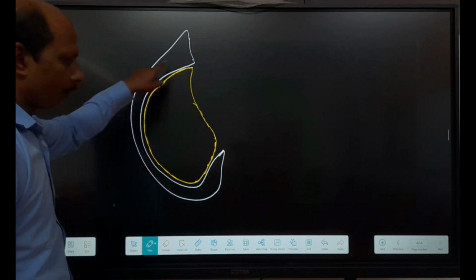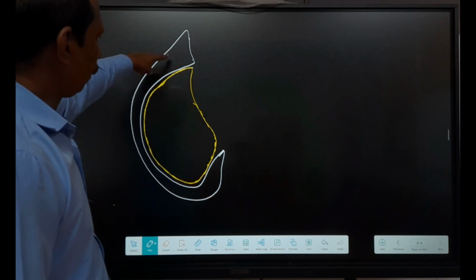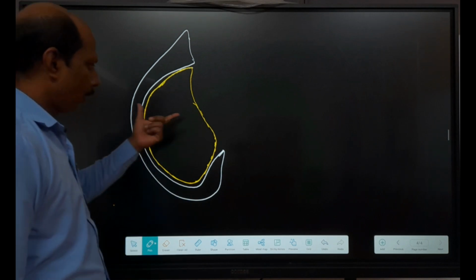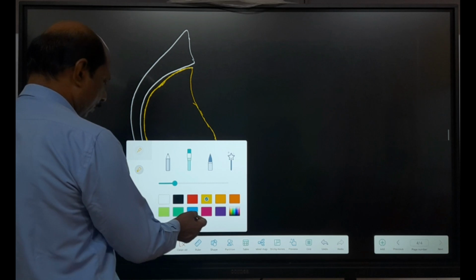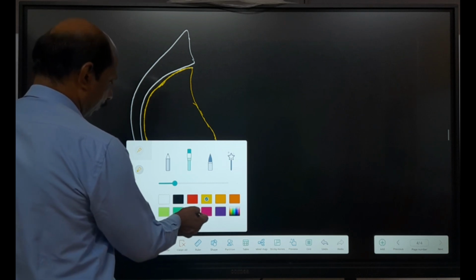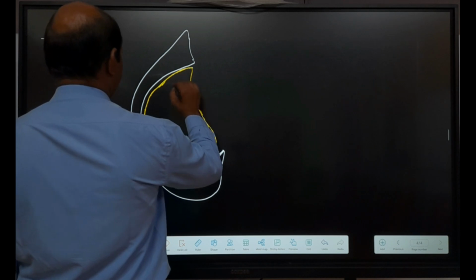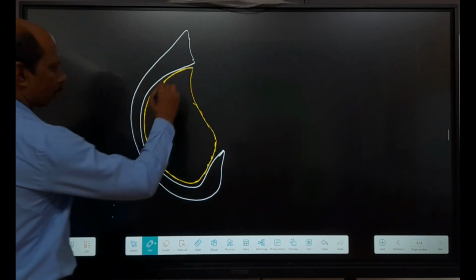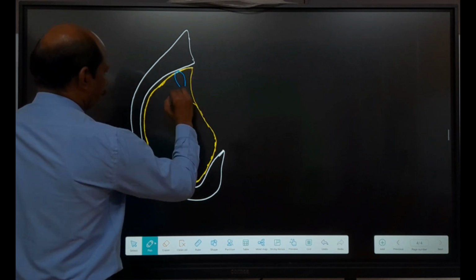It is a complete covering, right? This one is incomplete. This one is tunica vaginalis, this one is tunica albuginea, and the third one I will draw in a different color, right? This one, because it contains what? Tubules, right? Seminiferous lobules compartment. These are the compartments.